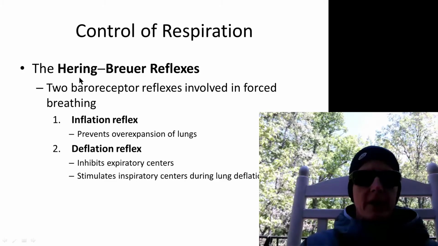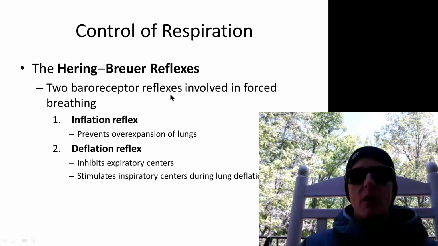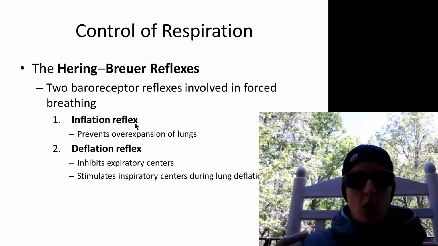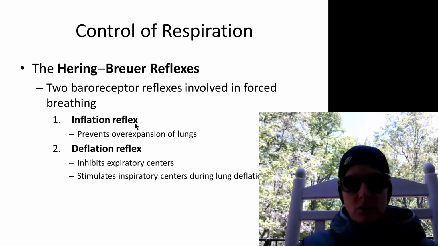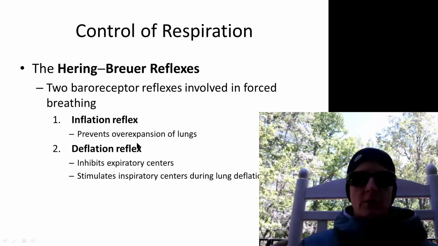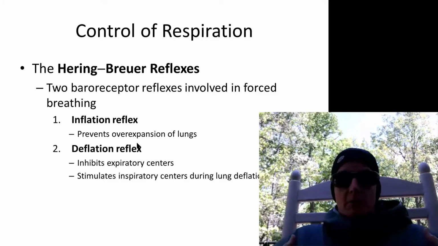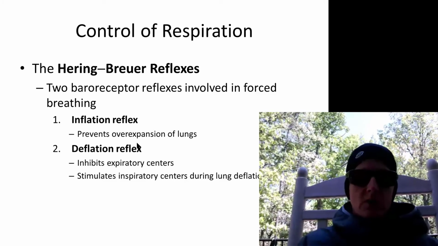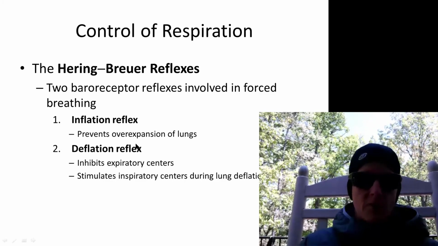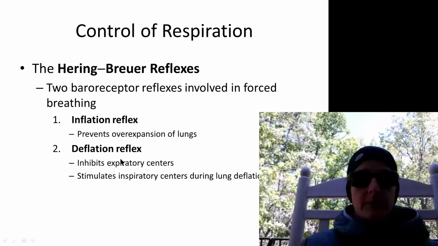All right, so we have this thing called the Hering-Breuer reflexes, and these are basically going to be baroreceptor reflexes that are involved in forced breathing. And this is what we were talking about earlier, about expanding the lungs too large or letting them get too constricted. So the inflation reflex is going to prevent the overexpansion of the lungs. So if you're trying to breathe in as much as you possibly can and hold that in your lungs, eventually you'll get to the point where you could overstretch your lungs, and so the inflation reflex is going to stop you from going past that point. And the deflation reflex is going to do something very similar.